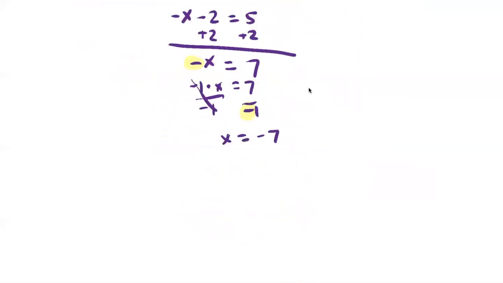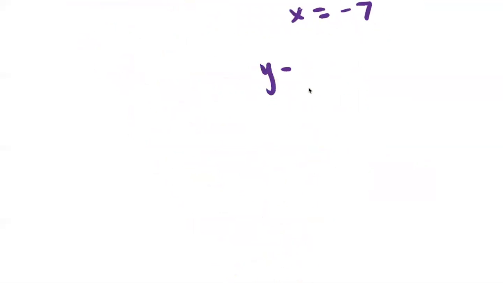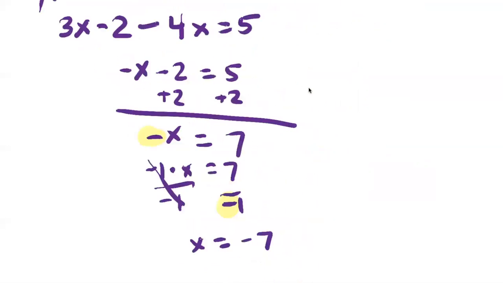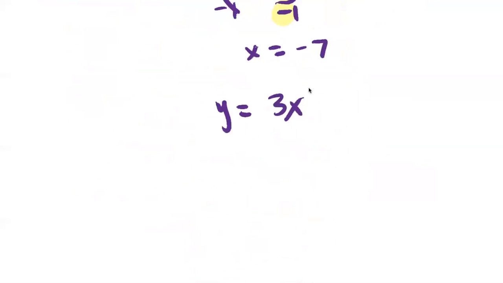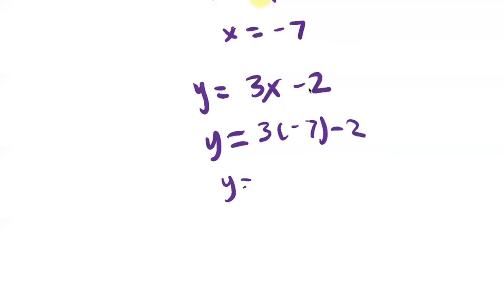So now that gives us our x value. Let's go ahead and plug that into the first equation. So we have y is equal to 3x minus 2. Yep, 3x minus 2. So let's go ahead and plug that in. So we have y is equal to 3 times -7 minus 2. So y is equal to -21 minus 2, and y is equal to -23.